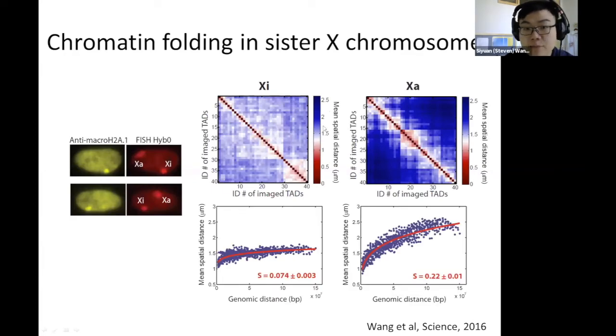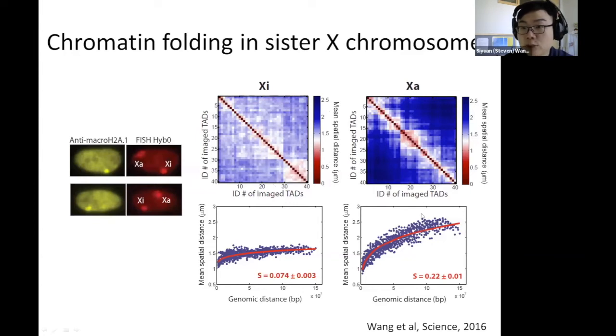Here I'm plotting the mean spatial distances between pairs of genomic loci on Xi versus Xa. And here I'm plotting the mean spatial distance versus the corresponding genomic distance between the two probed genomic loci. And we see that Xi and Xa indeed differ quite a bit on these plots.